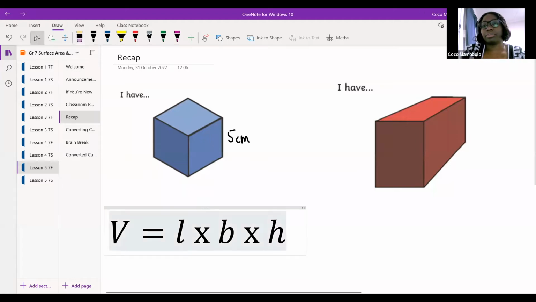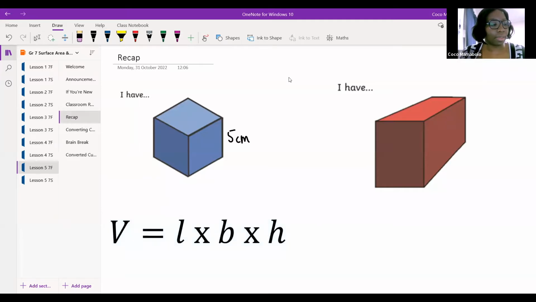Yes, Tabang. Ma'am, this is because if it's a cube, that means it has equal sides, and 5 centimeters means all of the sides are 5 centimeters. Excellent. So all the sides of my cube are going to be exactly the same, which means they're all going to be 5 centimeters. Well done. I couldn't have put it better myself. Very nicely done, Tabang. So that means every other side is also going to be equal to 5 centimeters.